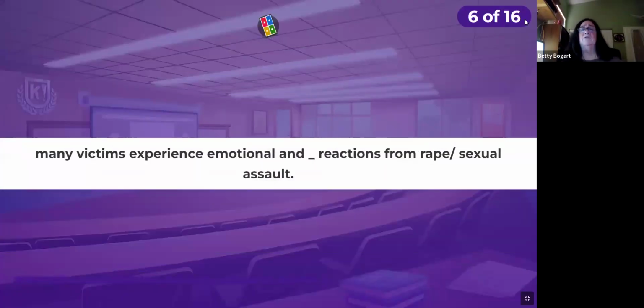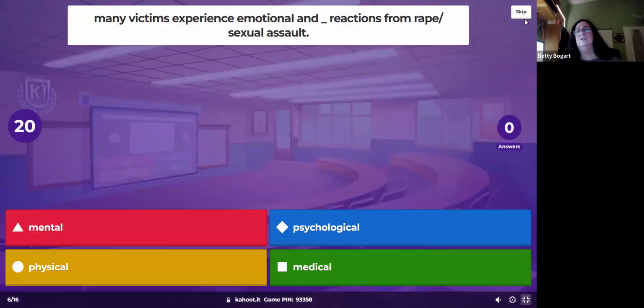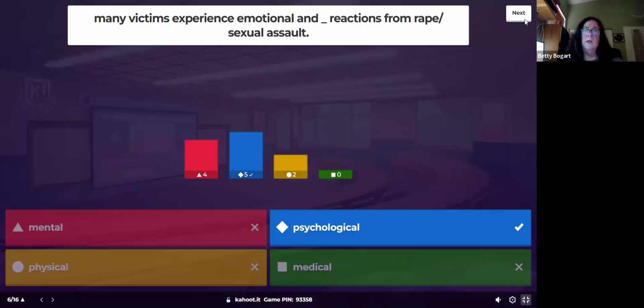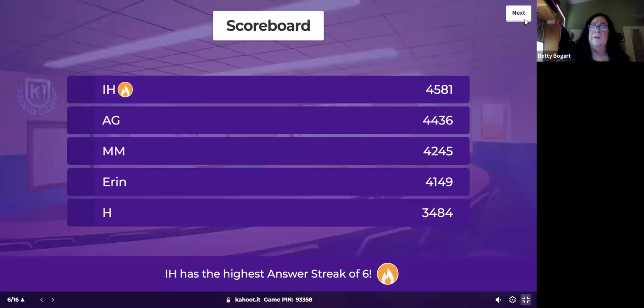Many victims experience emotional and psychological reactions from rape and sexual assault. So again, it's emotional, it's psychological. I mean, it's a thing that will never leave this person. And again, make sure they get set up for help and also the parent who brought them in for help also.